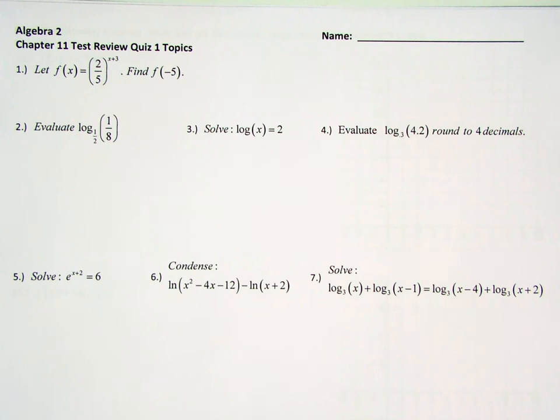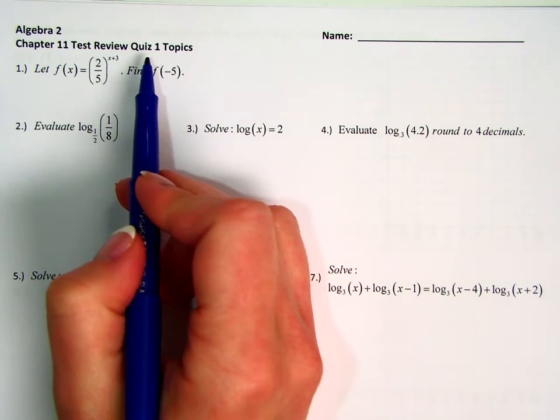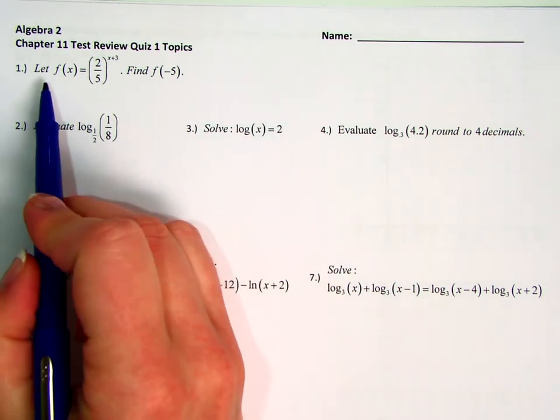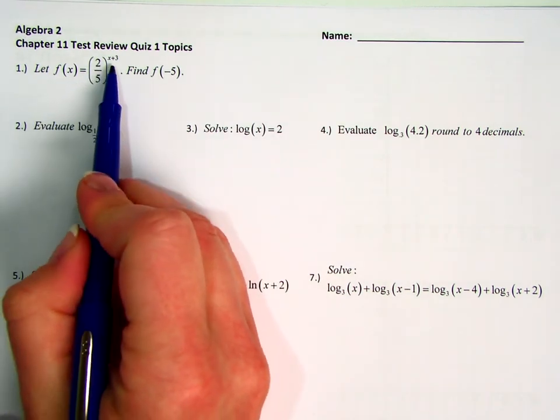Right, so this is a review of Chapter 11, the topics that we took on Quiz 1. What you should do right now is pause the video, try to do every problem, and then watch the video to check your answers. And if there's any answers that you got wrong, you should specifically watch that part of the video more closely.